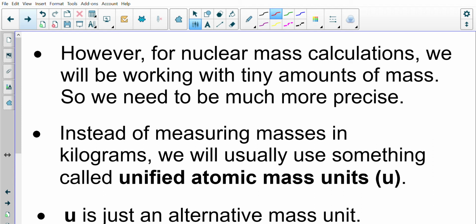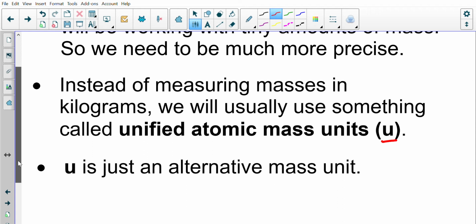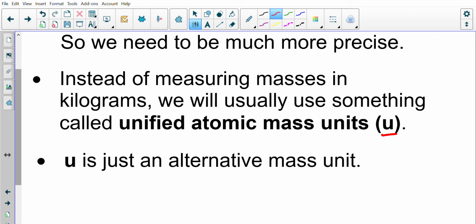For nuclear mass calculations, we will be working with tiny amounts of mass, so we need to be much more precise. Instead of measuring masses in kilograms, we will usually use something called unified atomic mass units, and the symbol for that is the letter U. It's just an alternative mass unit, just like how we can measure energies in joules or in electron volts. We can measure masses in kilograms, or in terms of U. Either way, it's still a mass. The nice thing about using U is that it's a little bit more precise.